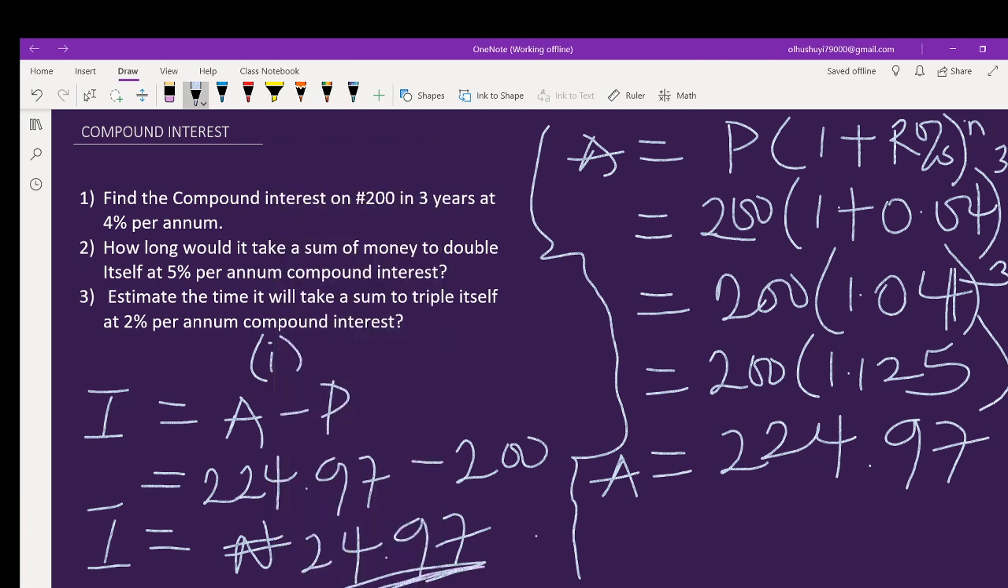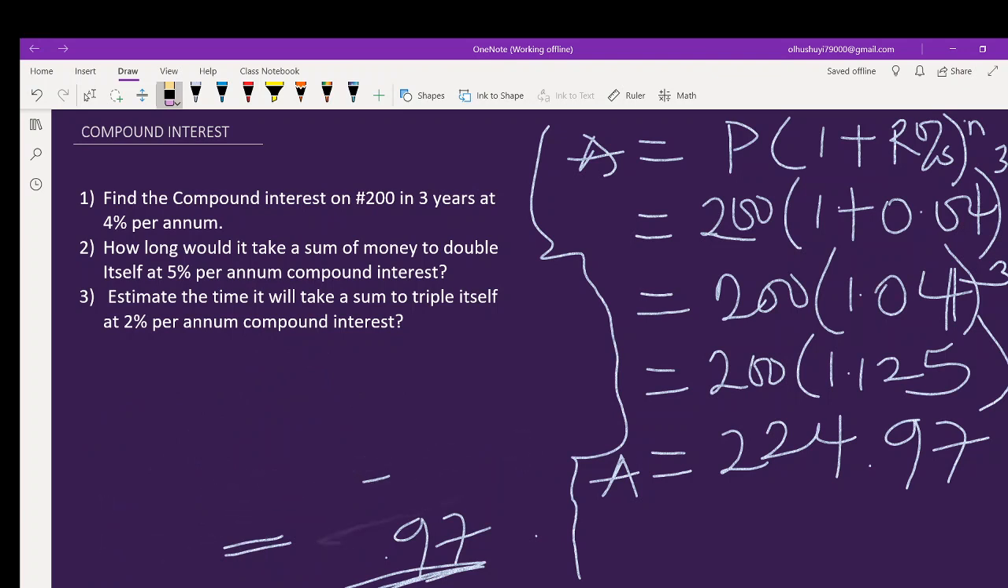You get that? So that is the compound interest that will accrue for that number of years, which is 3 solid years. Yes, that is it to the nearest kobo. Quickly, let's visit question 2.